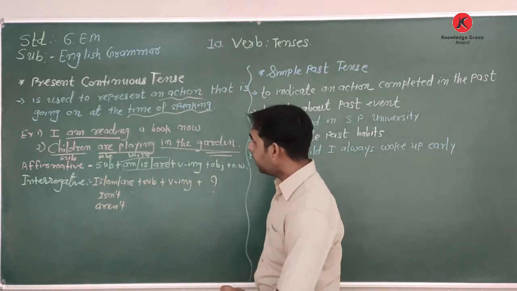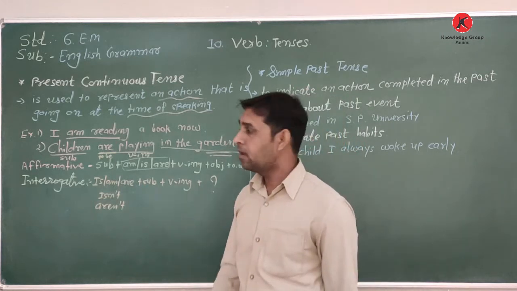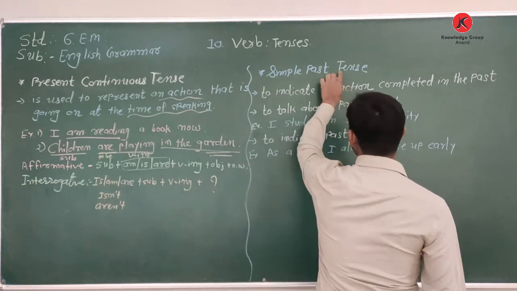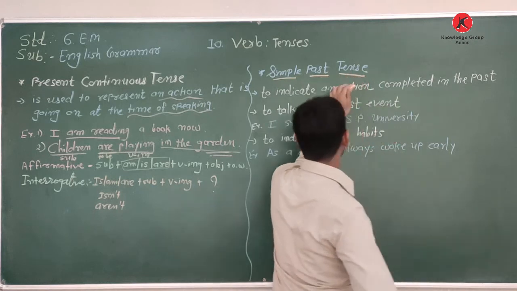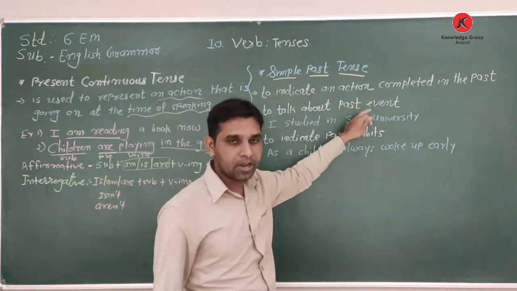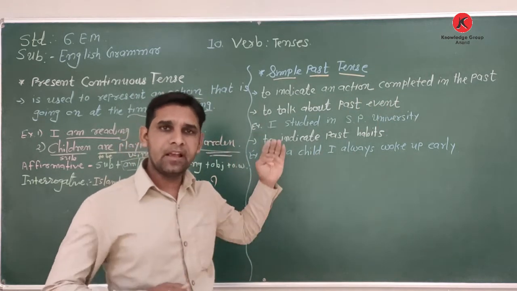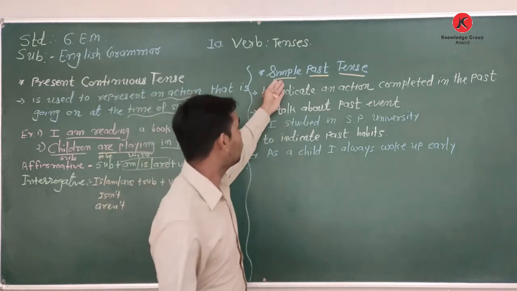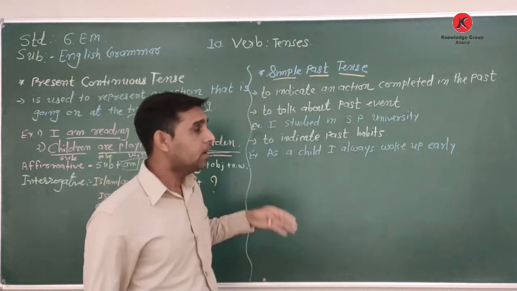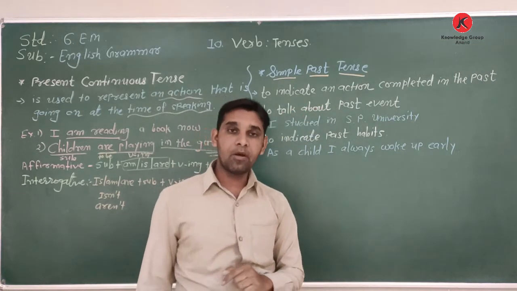Then we go through the second tense, simple past tense. This tense indicates what? To indicate an action completed in the past. The action is already completed in the past. That shows the simple past tense. The simple past tense is used to talk about a past event.